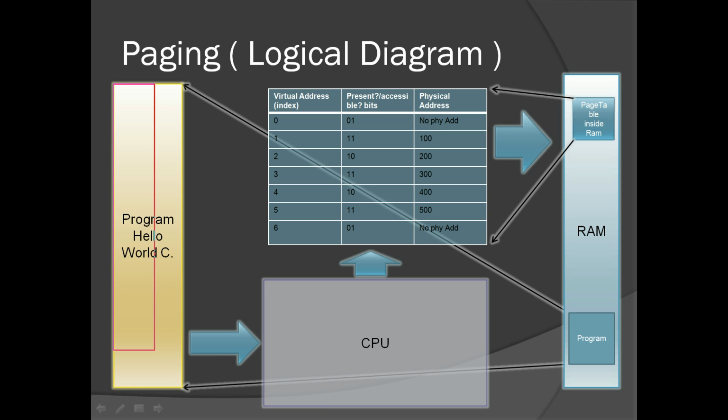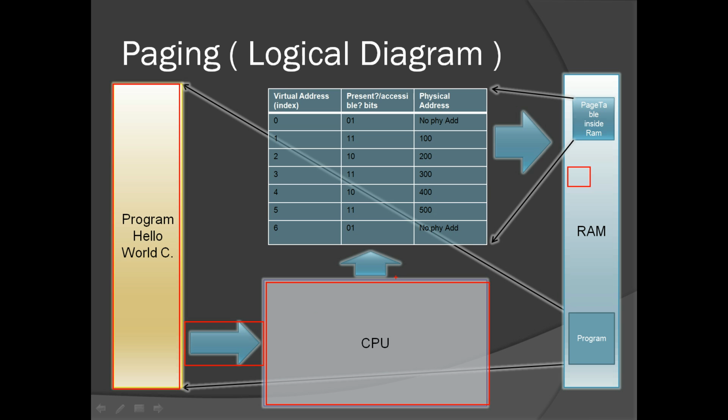So this is the logical diagram of paging. This is our program hello world.c, which is also loaded into the memory, into the RAM. So this is also somewhere here inside the RAM. The program generates a virtual address. So it's giving a virtual address to the CPU through an instruction. So this is the CPU getting a virtual address.